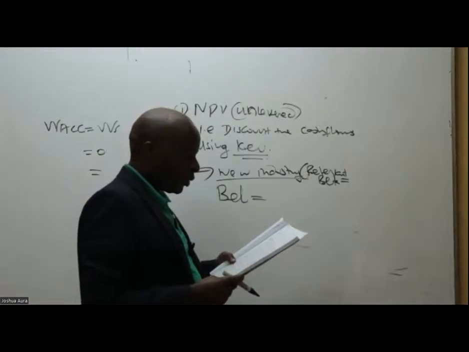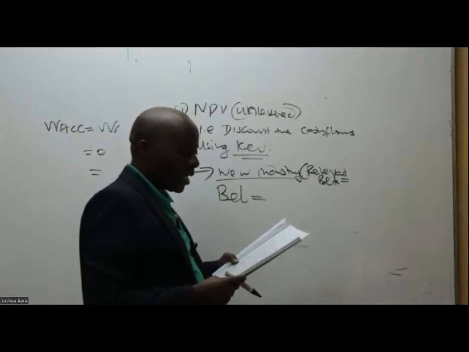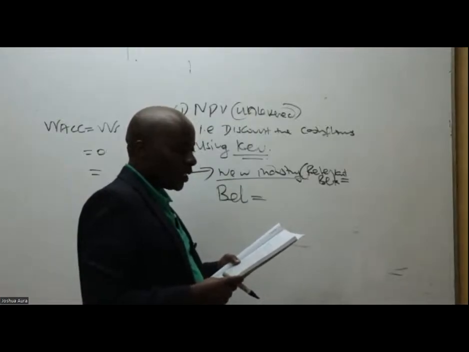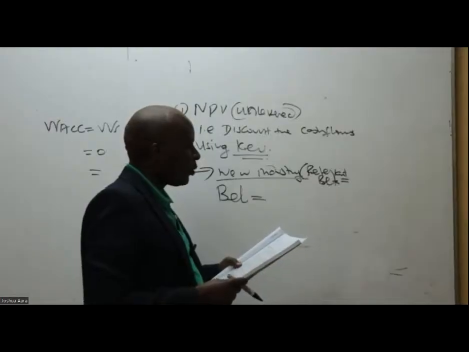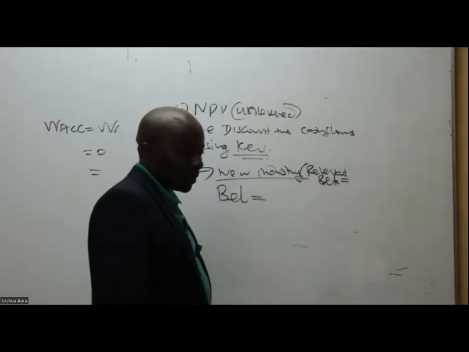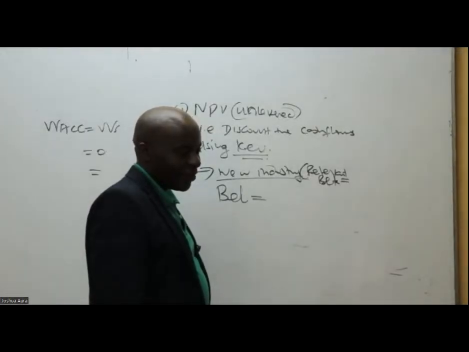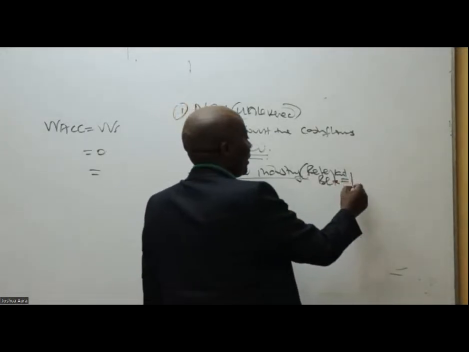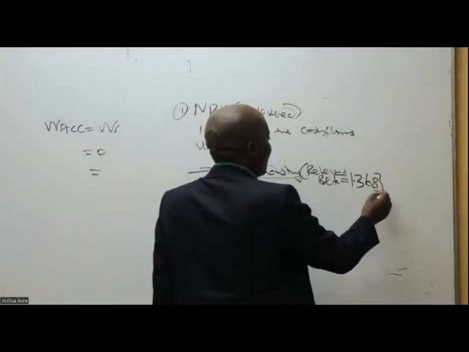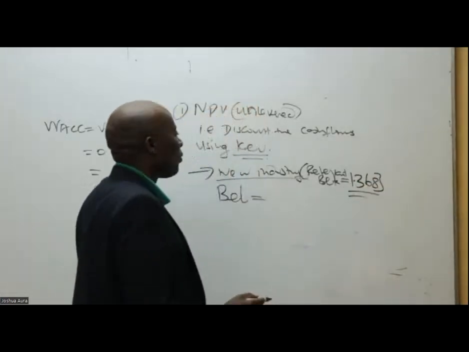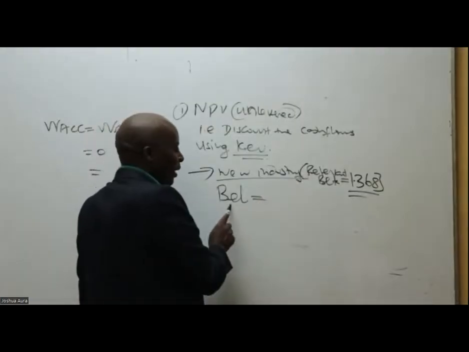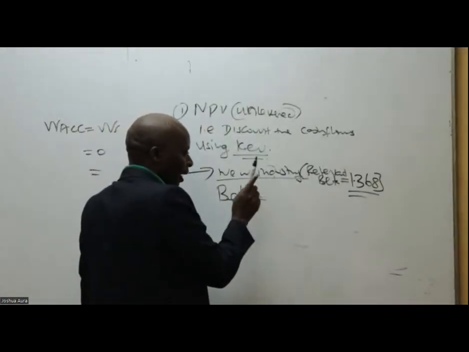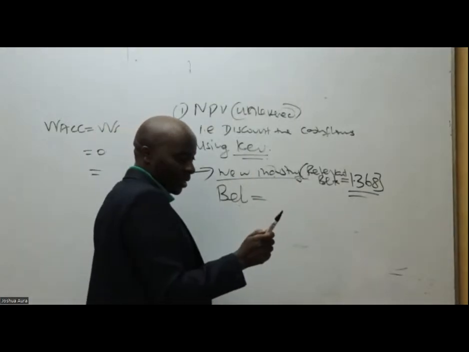Is there anybody who is able to see the relevant beta of the new industry, which is the plastics industry? 1.368. Thank you so much. And of course, it will be beta equity levered because the industry has debt.